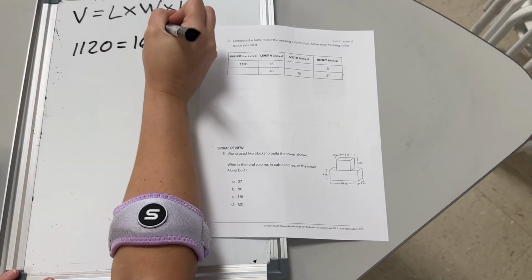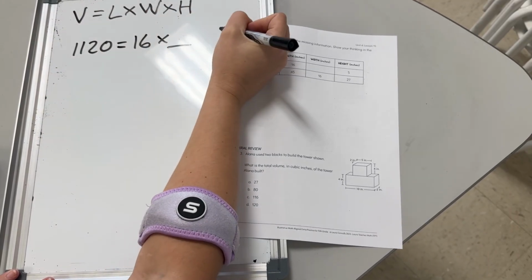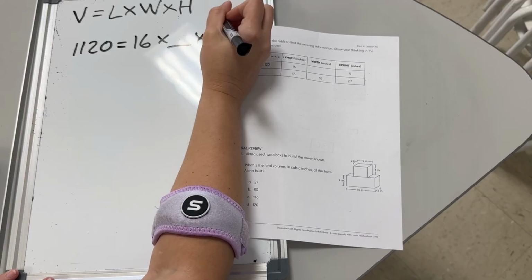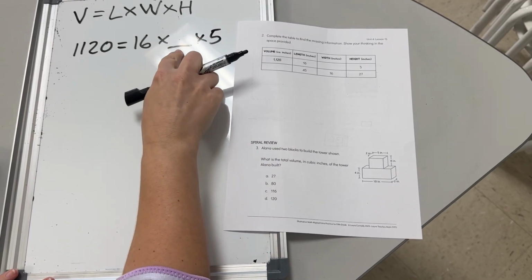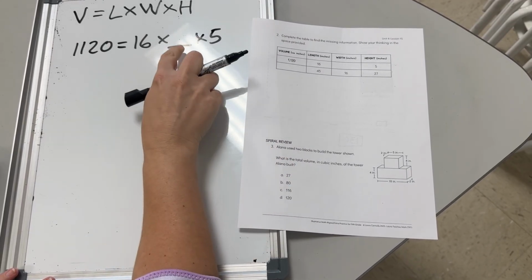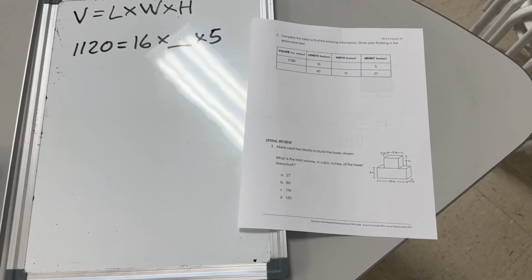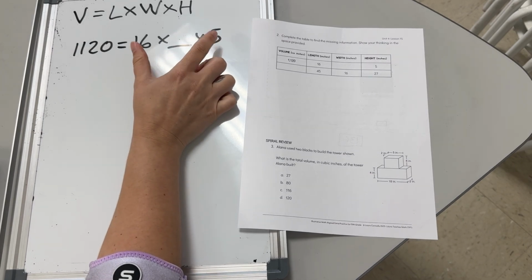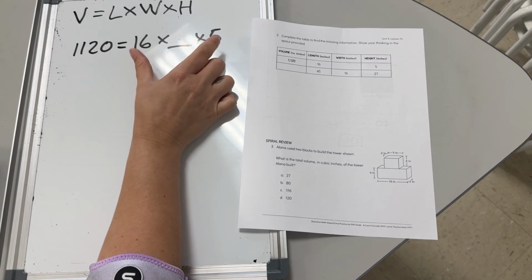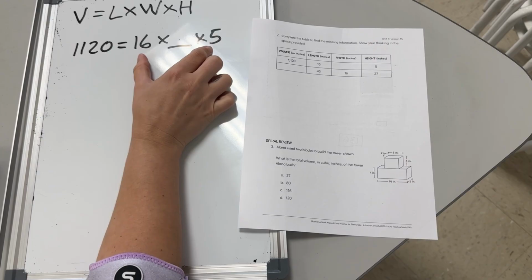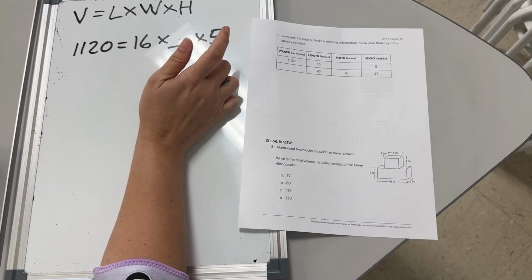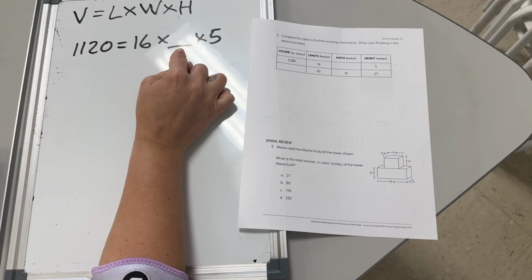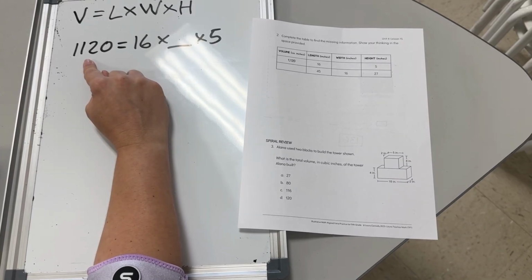So for example, in this first one where I know that the volume is 1,120, I get that by doing 16 times the width times 5. Now I don't know what the width is, so I need to find the width. In order to find the width, I'm going to have to do a couple things. First thing I'm going to need to do is multiply together my 16 and 5 to figure out what that product is. Because once I have that product, I'll multiply times my width to get my volume.